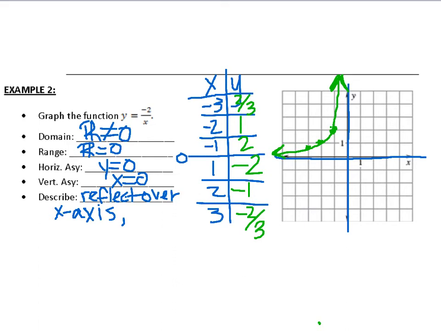Let's graph the other half of our hyperbola. So over 1 down 2, over 2 down 1, and over 3 down 2/3 is right here. And there's the other half. If you notice right here, that 2 tells us we're going to have a stretch of 2. So we reflect it over the x-axis, and we have a stretch of 2, which you can see on your graph right here. If it was just a plain reflection, it would be right here, but we've also got that stretch.